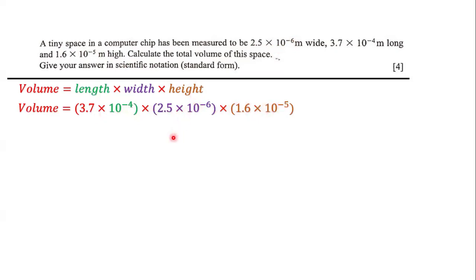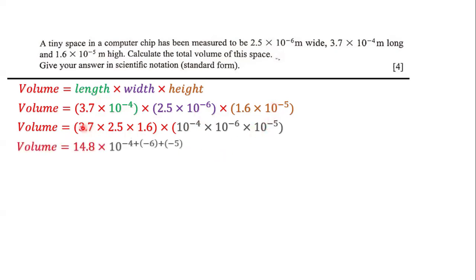The first thing we're going to do is group all of our decimals, and group all of the numbers whose base is 10. So we have all of the decimals right here: 3.7, 2.5, and 1.6. And then we have all of the numbers whose base is 10: 10 to the negative 4, 10 to the negative 6, and 10 to the negative 5. Next, we multiply all of the decimal numbers. We have 3.7 times 2.5 times 1.6, and that gives us 14.8.